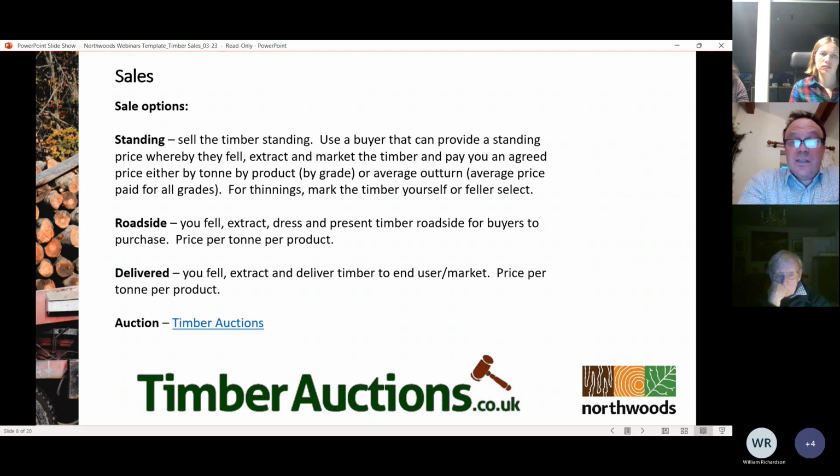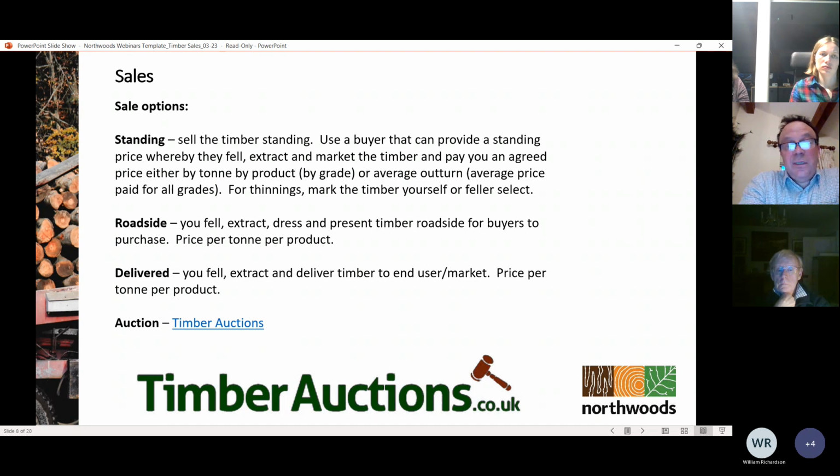In some circumstances, quite common in the firewood market, it's the main method of sale for hardwood saw logs. The owner will pay to have the timber felled, extracted, dressed and presented at roadside, and the buyers will then offer a price, if it's firewood or biomass, a price per tonne at roadside. Generally, if it's hardwood saw logs, they will offer a lump sum price based on the seller's measure.